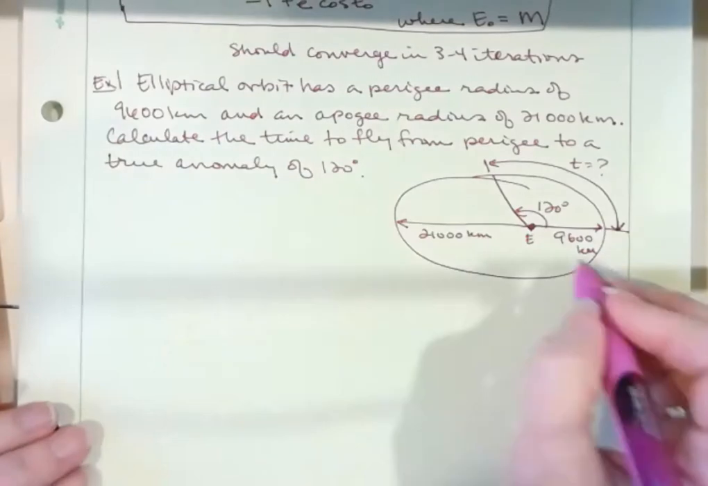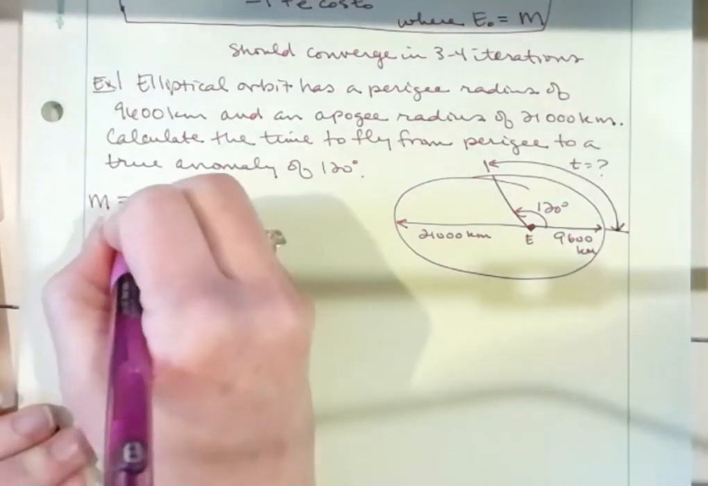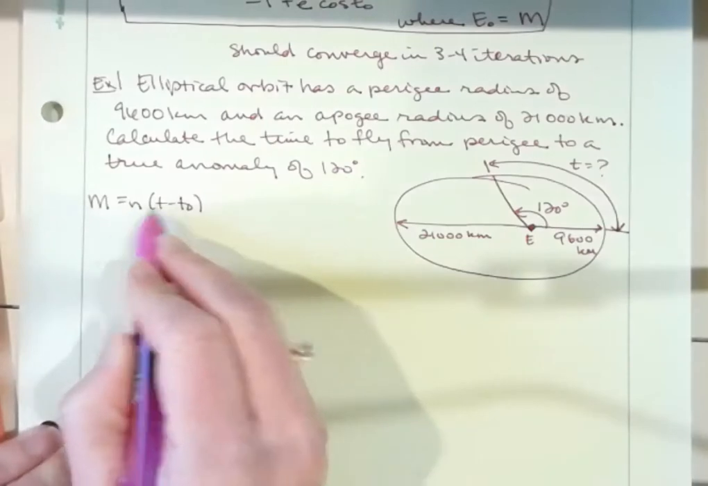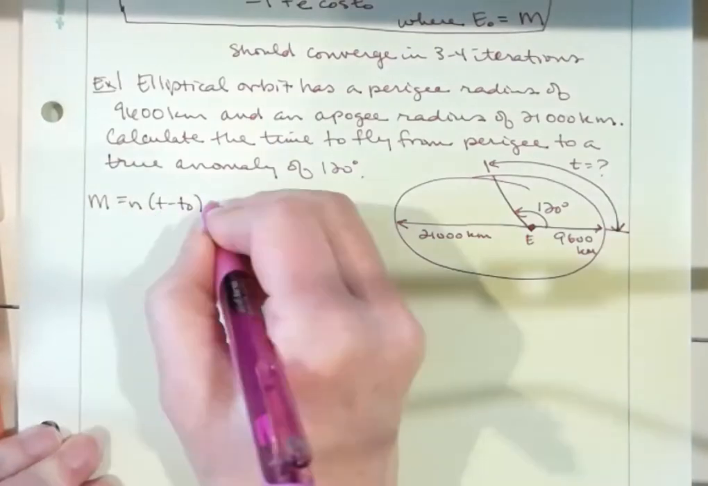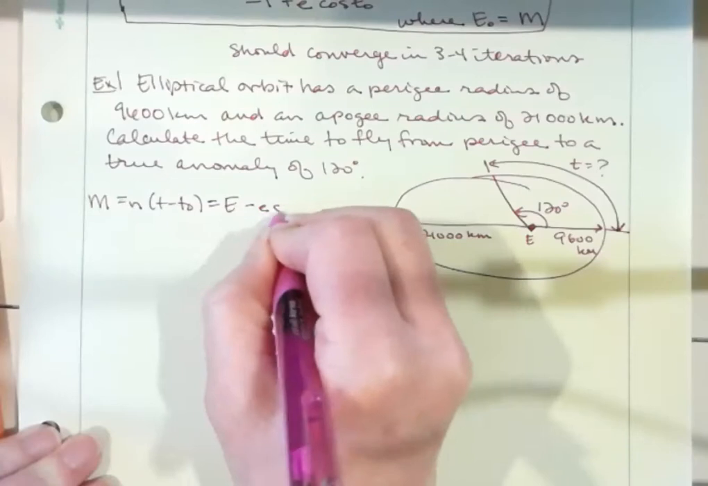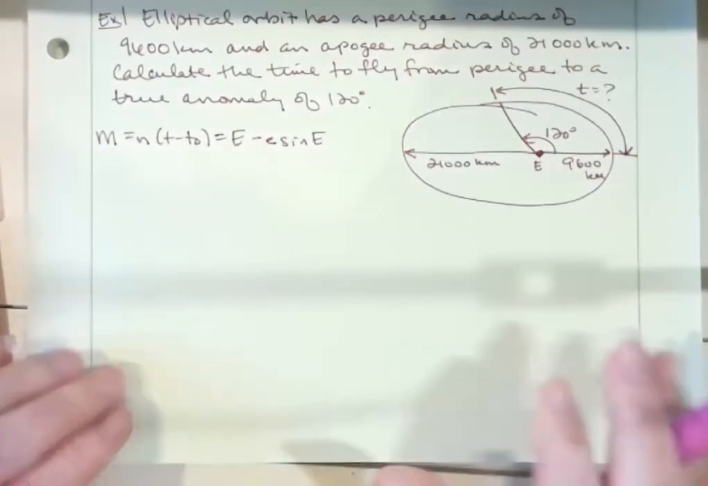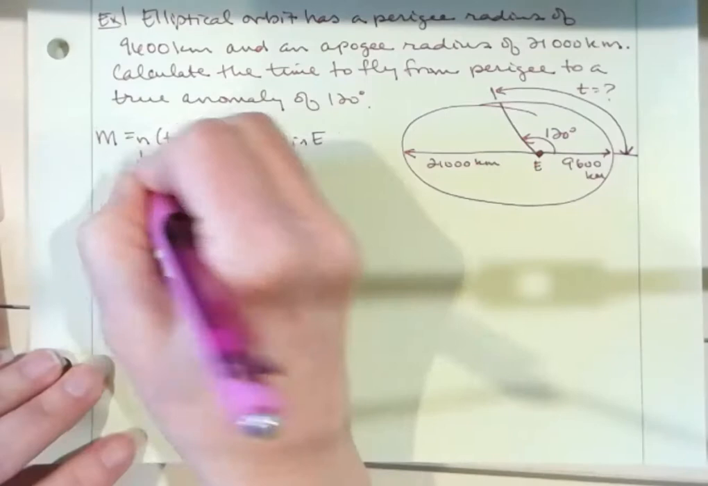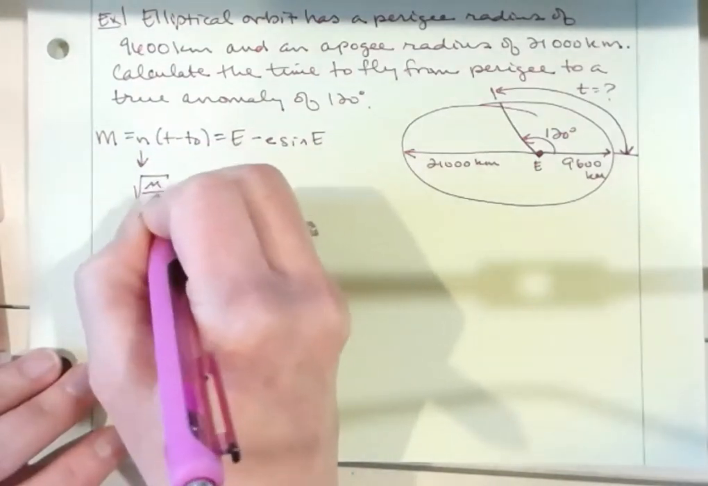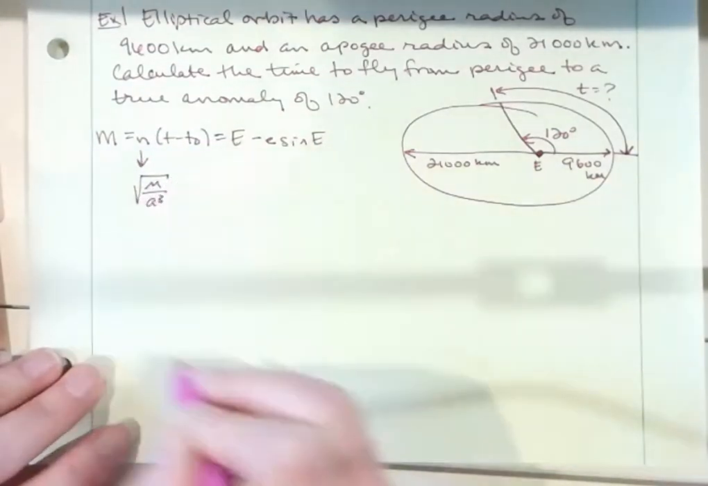Okay, so let's write down our M equation. M is going to equal n times (t minus t0), which is also equal to capital E minus e sine E. And our n equation, remember that's the square root of mu over a cubed.